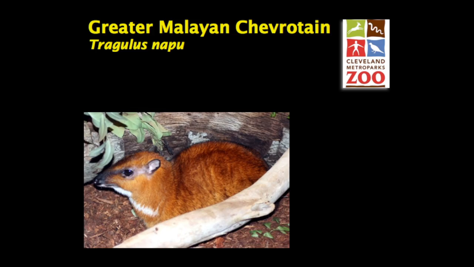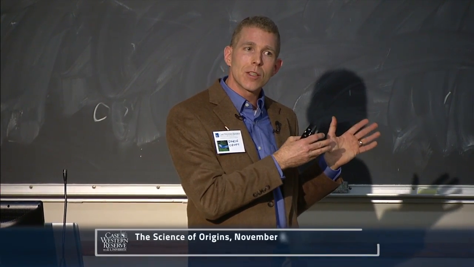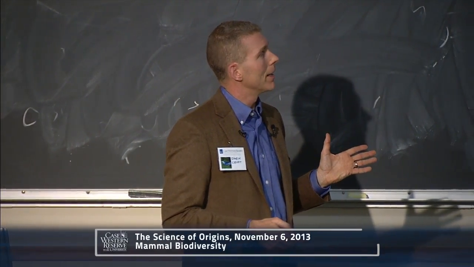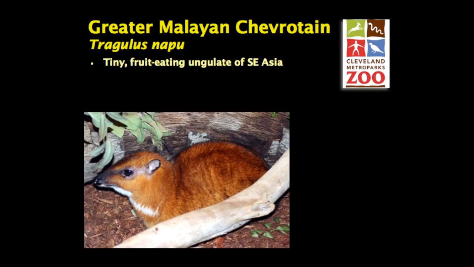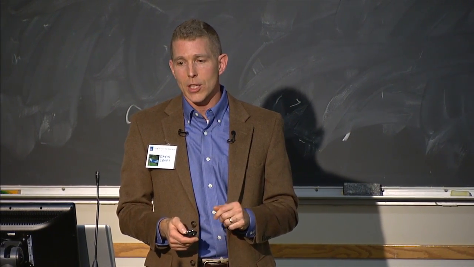The greater Malayan chevrotain, Tragulus napu. This is in the rainforest exhibit at the zoo. This is a tiny fruit-eating ungulate of Southeast Asia. Usually we think of ungulates as grazers or browsers, but in fact, when you're very small as an ungulate, you tend to eat fruit. Now, why would this make my somewhat top 10 list of interesting animals that you should check out in Ohio? It's because it's probably similar to the earliest ruminants, which evolved some 55 million years ago. And we think that it managed to continue to eke out a living in these tropical forests of Southeast Asia.